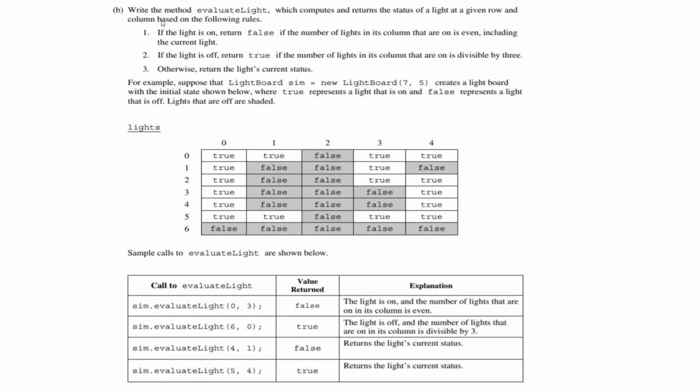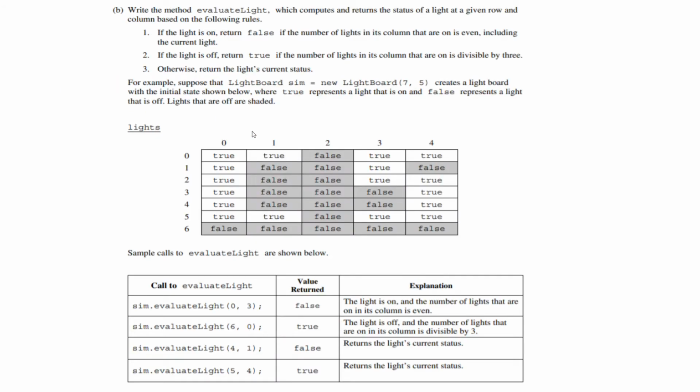So part B says write a method evaluate light which computes and returns the status of a light at a given row and a column based on the following rules. So looking at this, you can immediately tell that part B is outlining the algorithm for us. It's kind of walking us through the problem. So the first step in the algorithm they gave us is if the light is on, so we're going to assume that if the light is on, if the cell value is true, return false, but only if the number of lights in its column that are on is even.